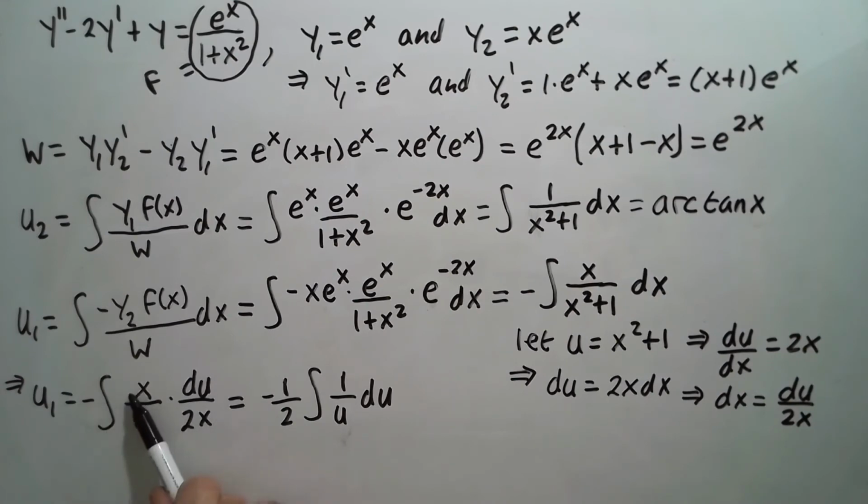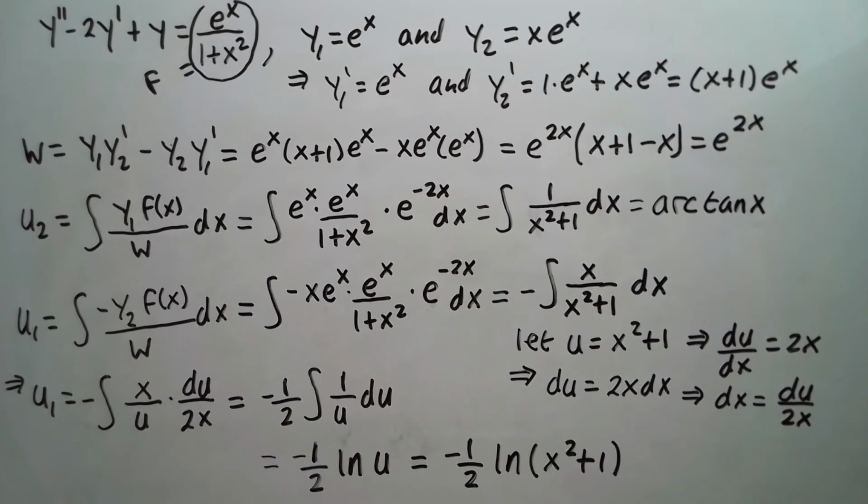And the minus sign is still in front. The x's cancel here. Then I can take out the 1/2 in front, so it'll be negative 1/2 times the integral of 1 over u du. And the integral of 1 over u would be ln. So it's going to be negative 1/2 ln of u. u is equal to x squared plus 1, so it's going to be negative 1/2 ln of x squared plus 1. So we found our u1 and we found our u2.